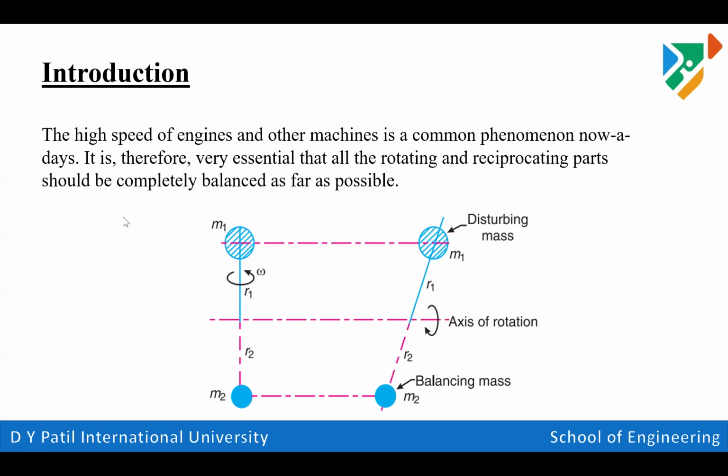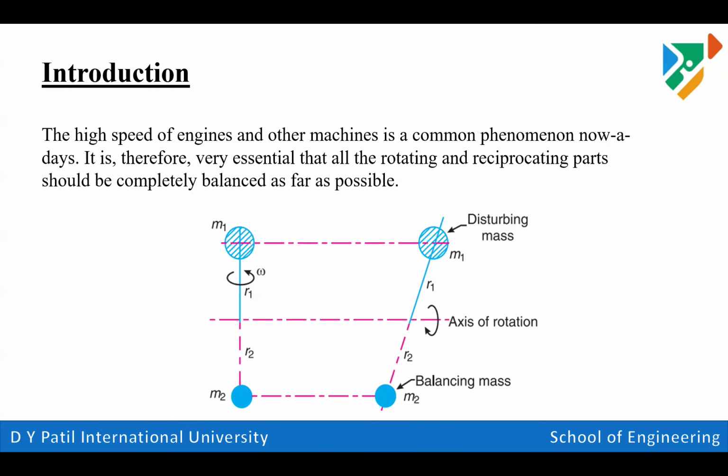Now, to get that balancing of the rotating masses, first we need to consider the distribution of mass. Say the distributed mass is m1, and the balancing mass which we are adding is m2. So m2 is the balancing mass for m1. These masses are rotating about the axis of rotation. Look at r1, the radius of mass m1 about the axis, and r2, the radius of balancing mass m2.